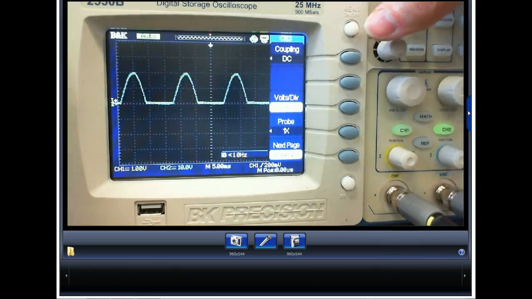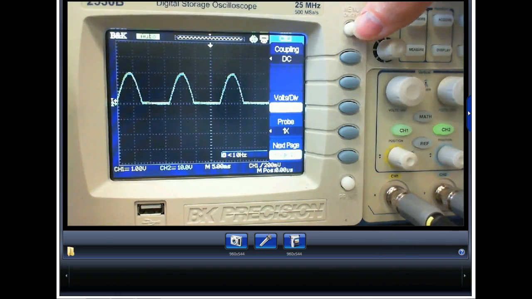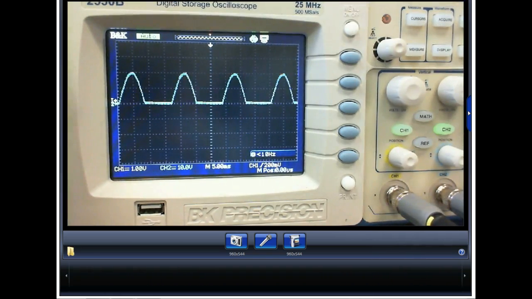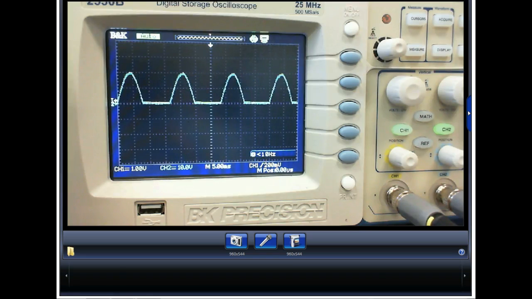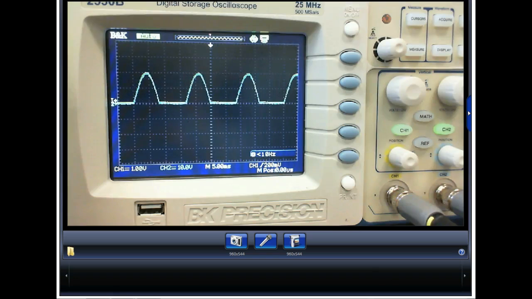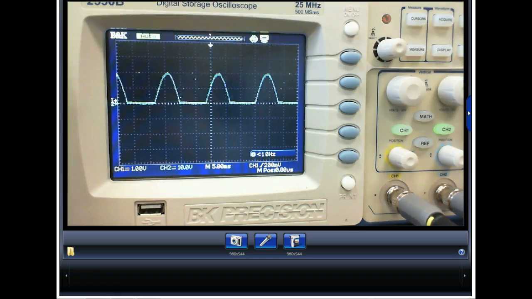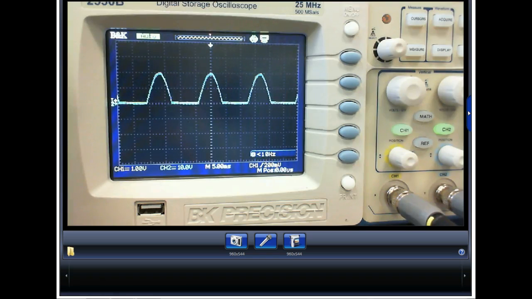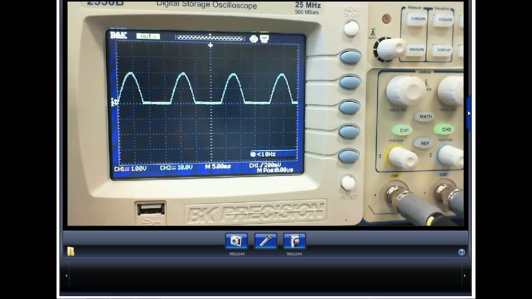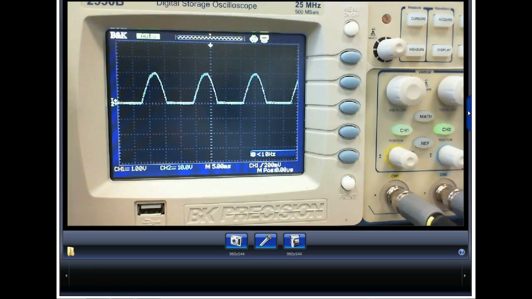By the way, what's going on? Anybody needs the scope? What's going on? Why is it jumping all over the place like that? How can I measure this if it jumps all over the place? What's wrong? Not the scale, not the time.